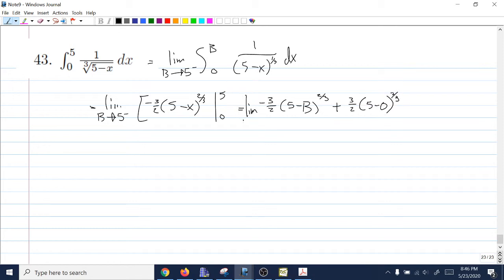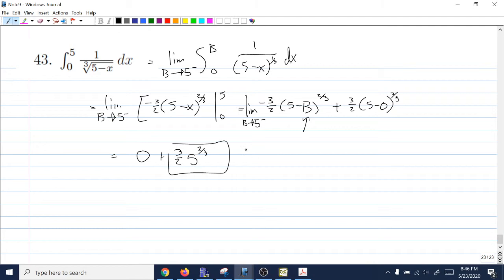Can I take this limit as b approaches 5 from the left? Yes, this thing is defined at 5. You can raise 0 to a positive exponent. The negative fractional exponent, when you integrate it, becomes a positive fractional exponent. You can evaluate that at 0. Plug in 5, you get 0. I don't need L'Hopital's rule or any goofy tricks. This equals 0 plus 3 halves 5 to the 2/3.